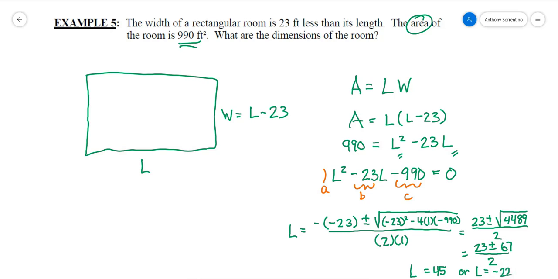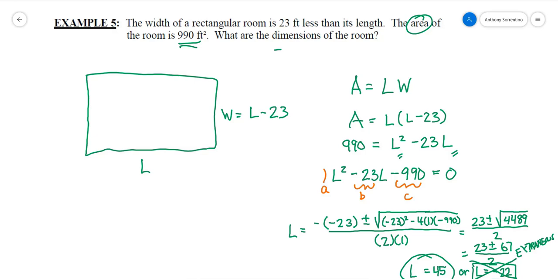Now, I get two solutions here. Obviously, this one does not make sense, because I can't have a negative length. It doesn't make any sense. This is what we would call an extraneous solution, and we'll talk more about those in other types of equations. L equaling 45 is the solution.